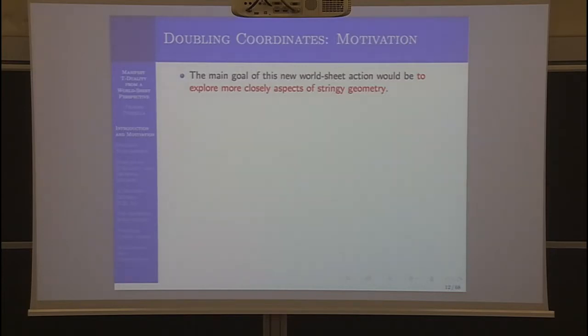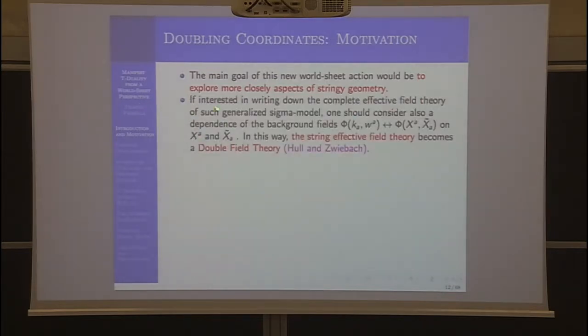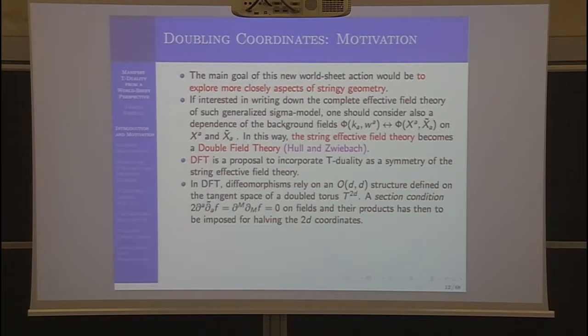The main goal of this new worldsheet action would be to explore more closely aspects of string geometry. In particular, if interested in writing down the complete effective field theory of such a generalized sigma model that we would like to construct, one should also consider dependence of the background fields on X^a and X tilde a, which reminds us of the dependence on K and W on compact dimensions. In this way, the string effective field theory becomes what is called double field theory. Double field theory is a proposal to incorporate T-duality as a symmetry of the string effective field theory. In double field theory, diffeomorphisms rely on an O(D,D) structure that is defined on the target space of a double torus T^2D.